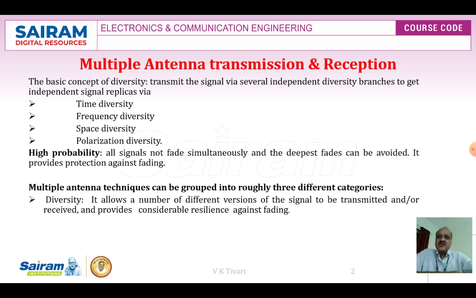Multi-antenna transmission and reception. Basic concept of diversity: transmit the signal via several independent diversity branches to get independent signal replicas via time diversity, frequency diversity, space diversity, and polarization diversity. There is a high probability that all signal nodes will not be in phase simultaneously, and the deepest fade can be avoided. It provides protection against fade.